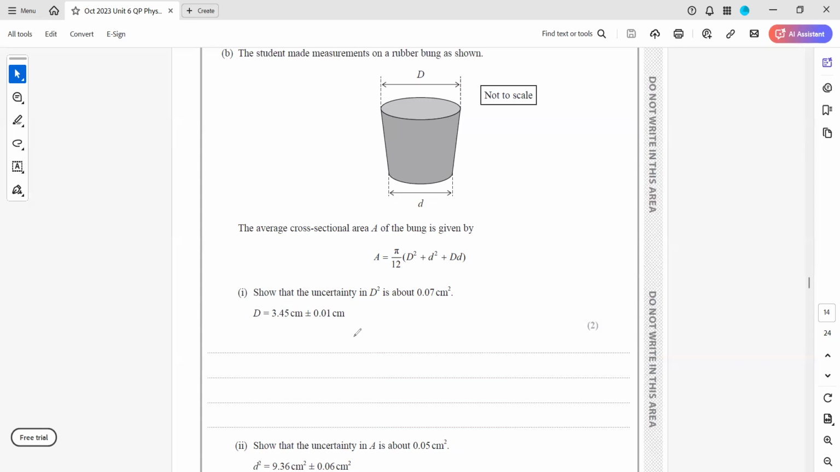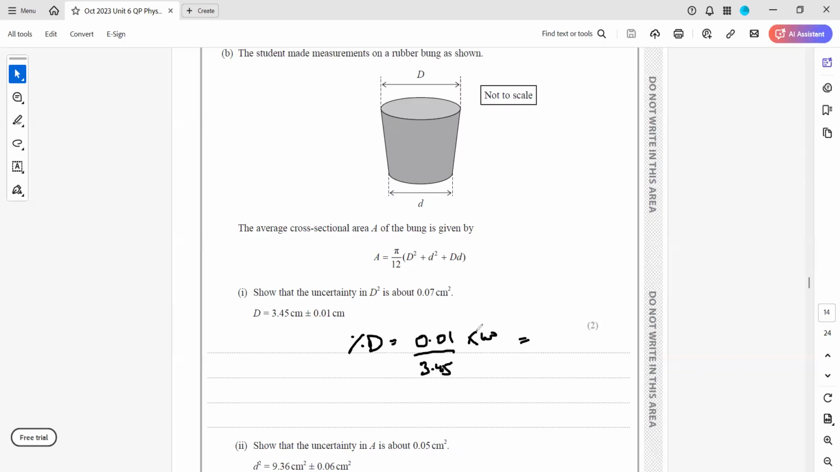So it can be done multiple ways. First, I determine the percentage uncertainty in D. Percentage uncertainty in D is the uncertainty, which is 0.01, divided by the value of D, which is 3.45, into 100. What is the percentage uncertainty in D? How much is this? 0.01 divided by 3.45 into 100. So it will be actually 1 divided by 3.45.